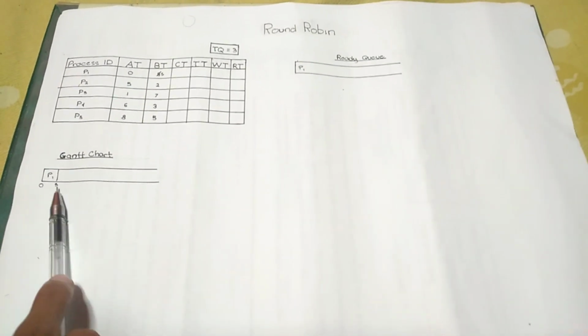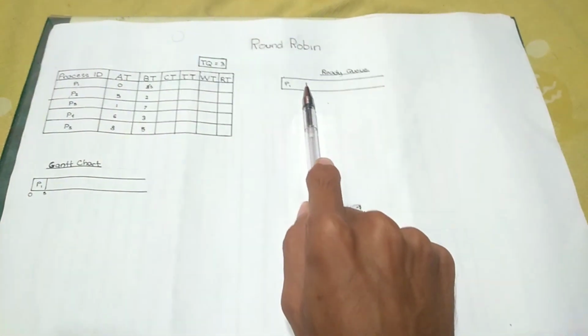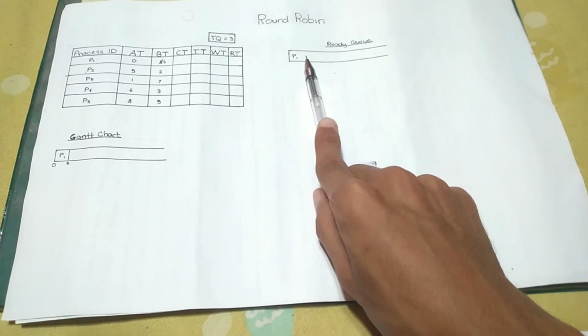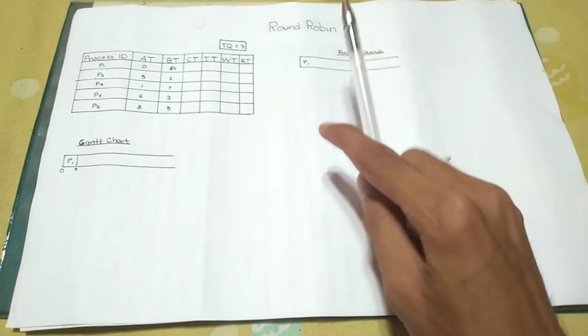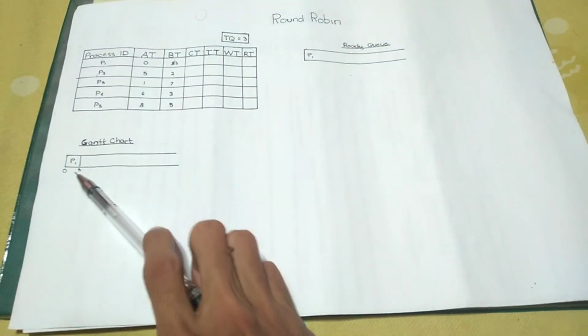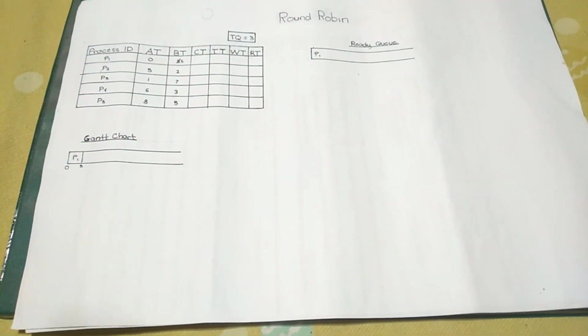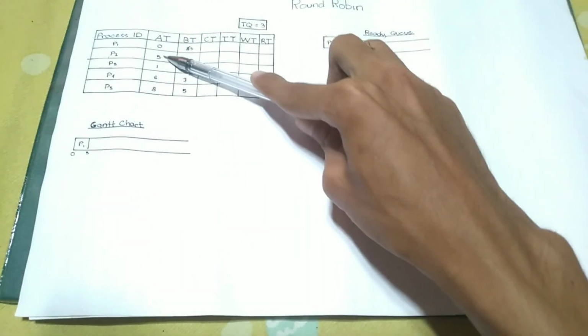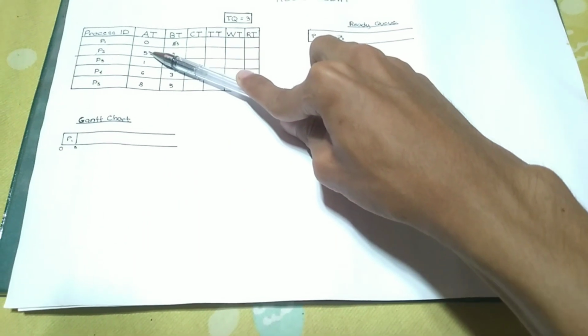Since it is only processed for 3 units of time, then at 3, P1 will be removed from the CPU and again back to the ready queue. But before putting P1 in the ready queue, we have to check if another process arrived while P1 is in process. So check the arrival times of the other processes. The arrival time of P2 is 5, so we're not going to put it in the ready queue.